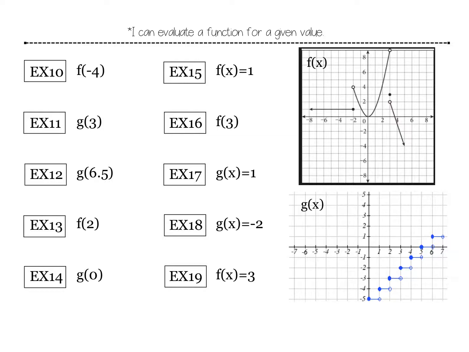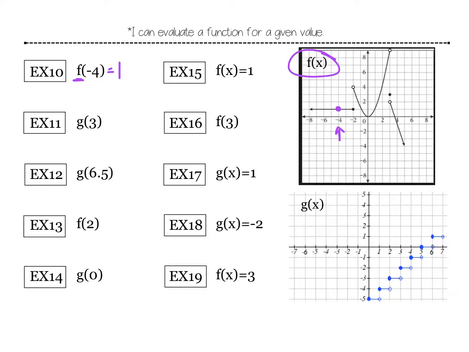We're going to look for that input or output value given the information I have. So in example 10, I'm using the f function, and I'm looking for what is the output when the input is negative 4. So I'm going to go over to an input of negative 4. That's when x is negative 4. Where does the graph match up? Well, here it is, the point negative 4, 1. So f of negative 4 is 1.